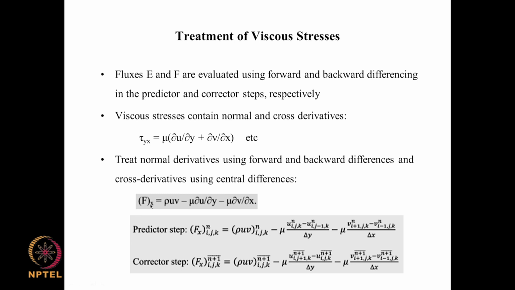So, how do we write this in the predictor step? In the predictor step we have F x at i j k, in 3 dimensions, at n evaluated.